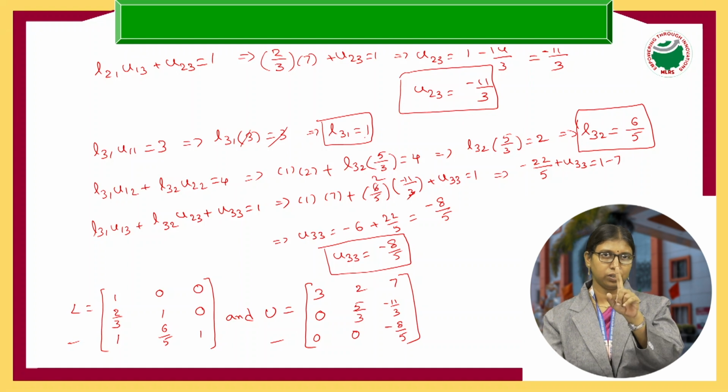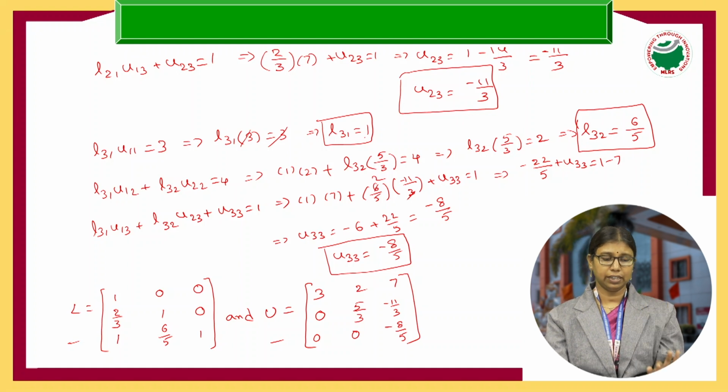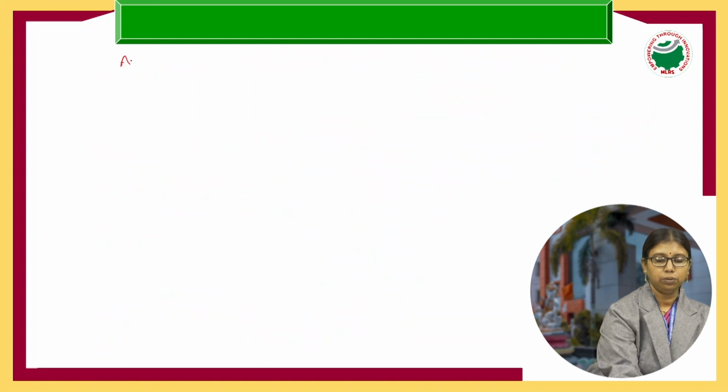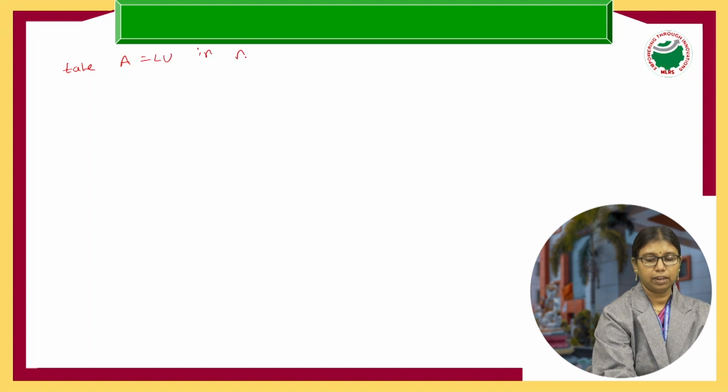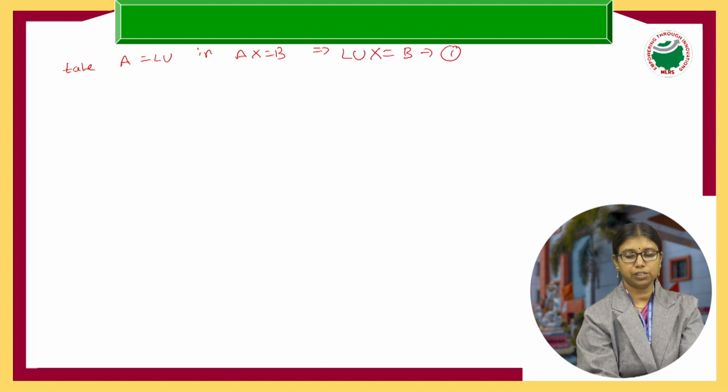The LU procedure, only step 1: you have to take A equal to LU. Simplify the values for L and U. Then you will get capital L and capital U. Now in step 2, if you are taking A equal to LU in AX equal to B, then here you will get LUX equal to B. Let it be equation 1.